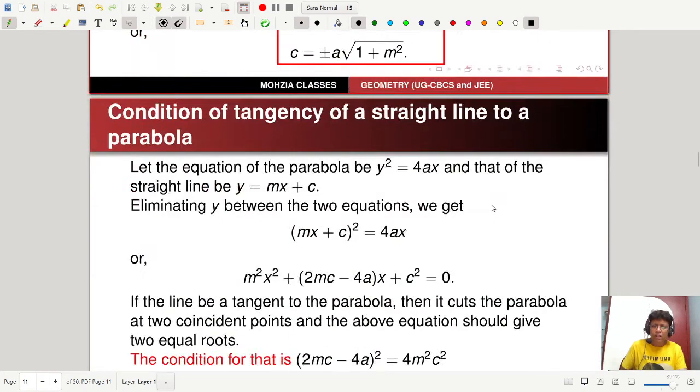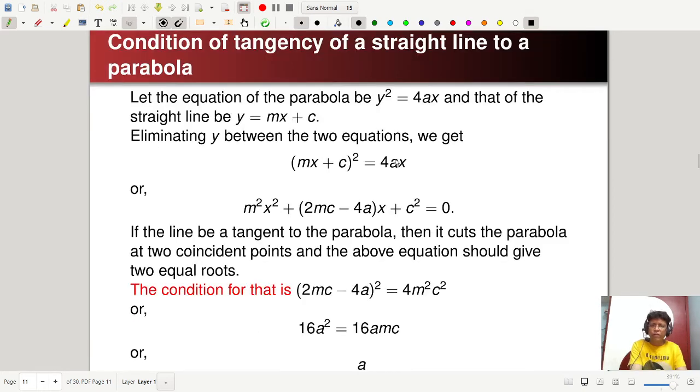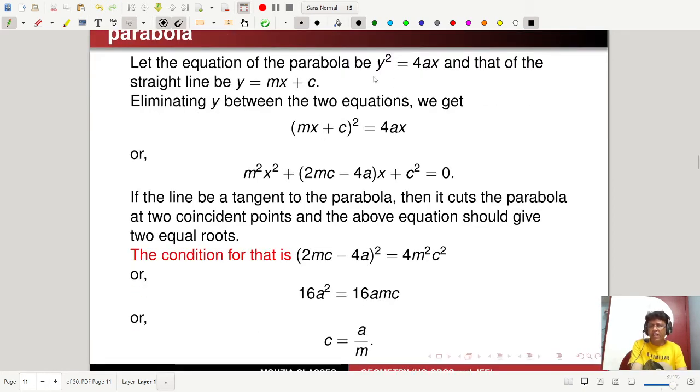Okay, let's have a condition of tangency of a straight line to a parabola. I'm considering the standard equation of the parabola y square equal to 4ax and the line y equal to mx plus c. Again by elimination of y, my target is to form a quadratic in x, or you can form a quadratic in y also, no problem.